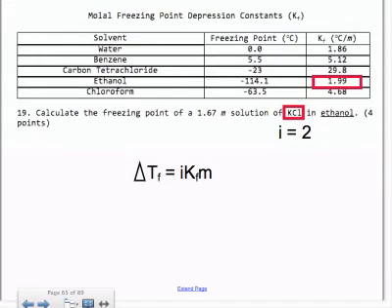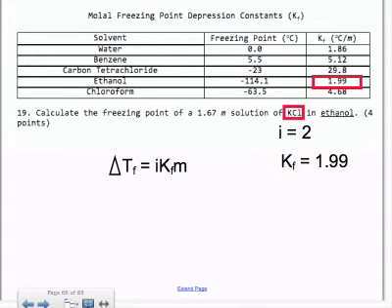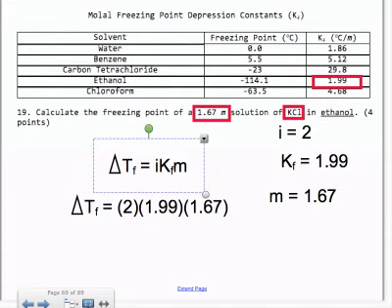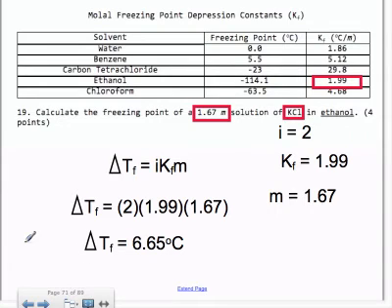Well, Kf is found by looking up ethanol in the table. The Kf for ethanol is 1.99, and then the molality is given to us in the problem. It's 1.67. So we have all the numbers that we need. We plug those into the equation: 2 times 1.99 times 1.67, so the change in the freezing point is 6.65 degrees.